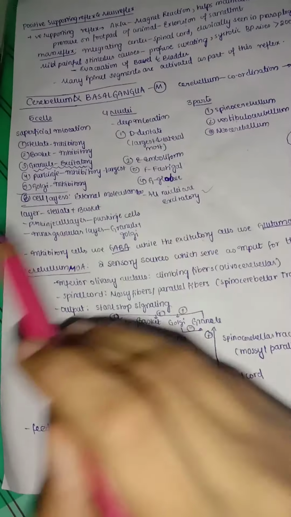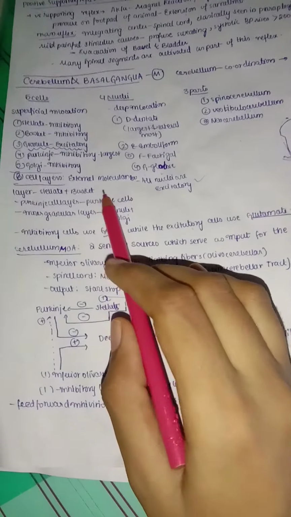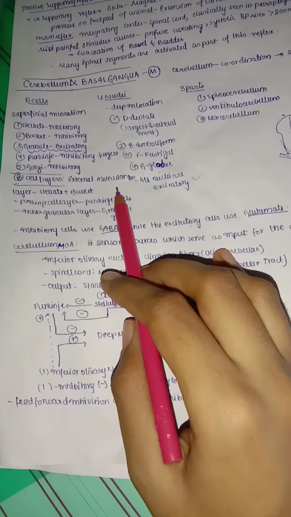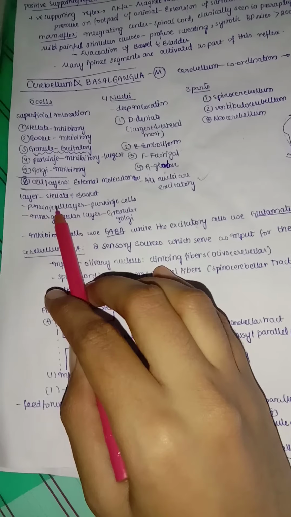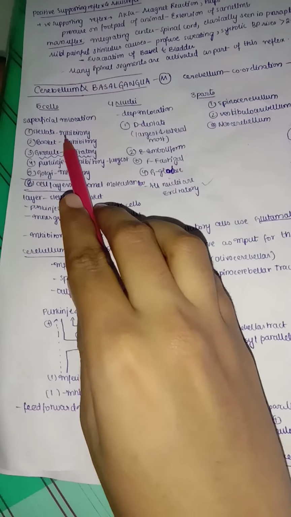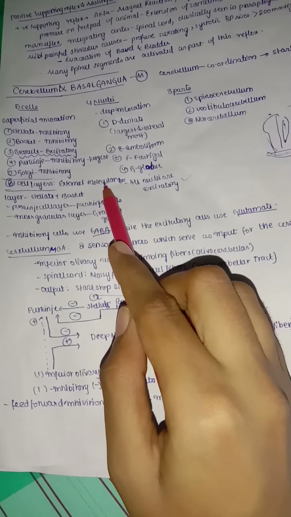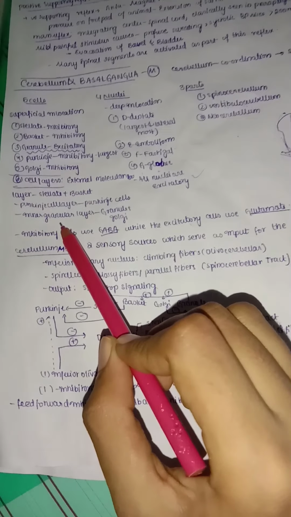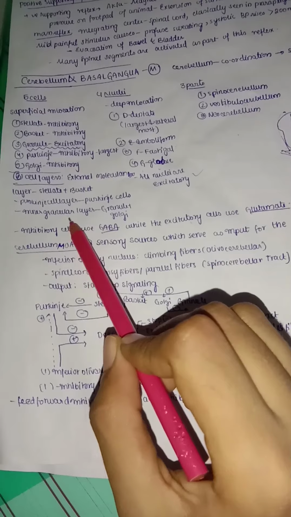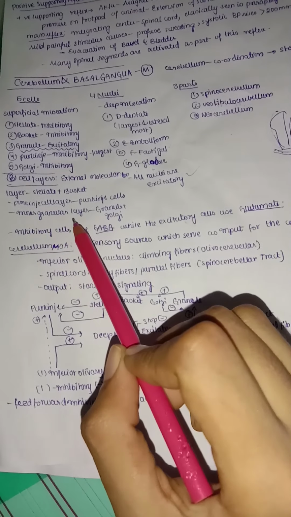So if you see histologically, you will have the 3 cell layers. Mainly the first one is an external molecular layer, and it mainly has the stellate and basket cells. As we discussed, the stellate and basket cells are both together in the external molecular layer. Next we have the Purkinje cell layer. The Purkinje cell layer has Purkinje cells, and then the inner granular layer.